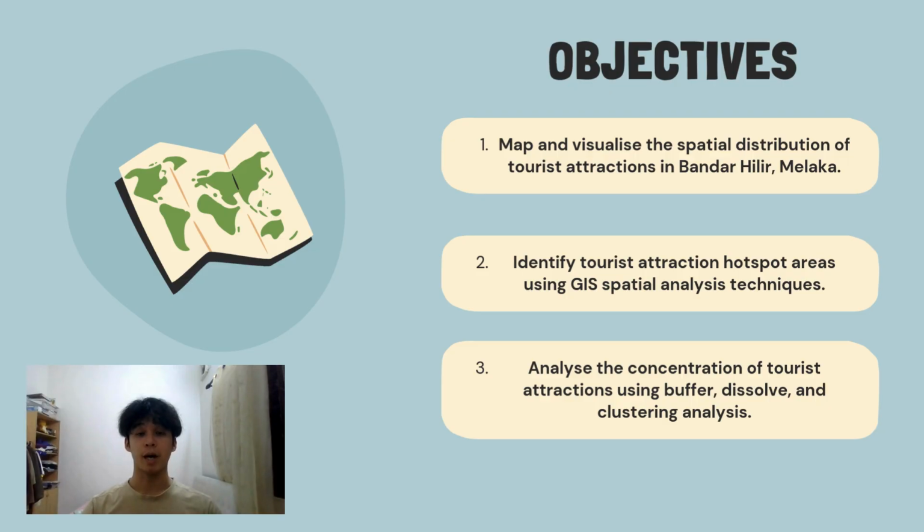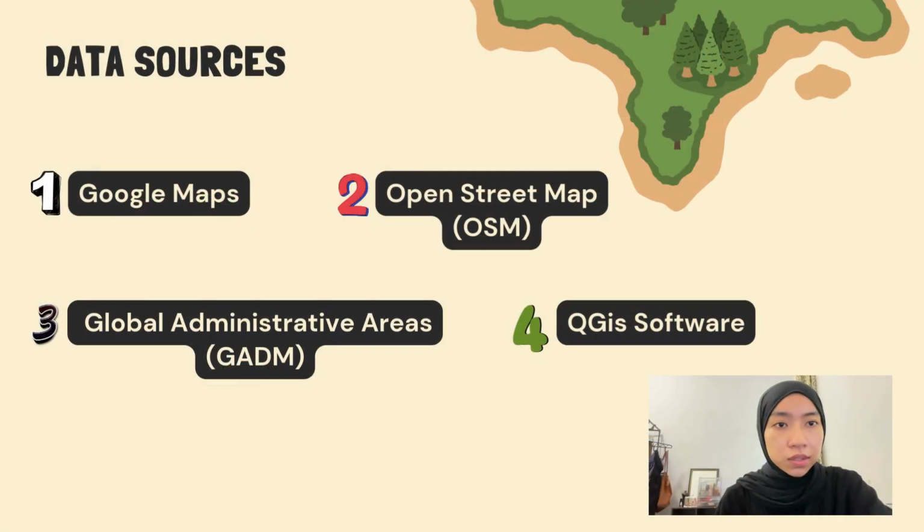Second, we aim to identify tourist attraction hotspot areas. By using specific spatial analysis techniques, we wanted to pinpoint where tourism activity is most intense. Third, we want to analyze the concentration of these attractions. To do this, we utilize tools such as buffer, dissolve, and clustering analysis to understand the density and service coverage of the heritage zones.